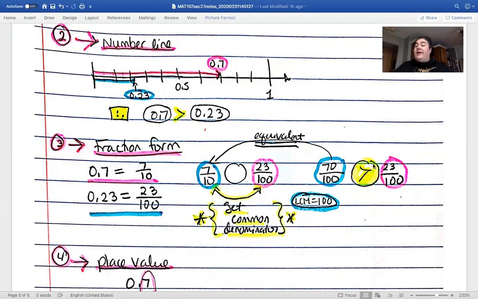And now I can compare them just looking at the numerators, 70 and 23, and clearly 70 is larger than 23. So since 70/100 is larger, its equivalent original fraction, 7/10, is larger. Therefore, its equivalent original decimal, 0.7, is larger than 0.23. Okay, so that's one way of comparing decimals using fraction form, which is more efficient than the visual representations of the hundred square and the number line when using larger decimals.